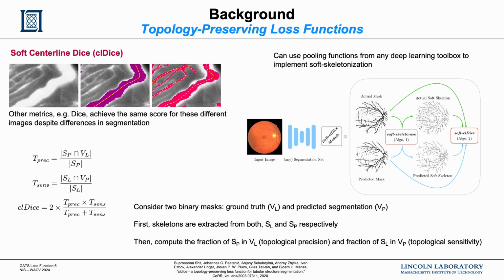Seal dice works well for ensuring topological preservation because it incorporates a notion of topological sensitivity and precision. But the main thing to note is that it uses soft skeletonization for producing morphologically thin structures through an iterative process of min-max pooling, and a major drawback of that is that it requires guesswork and manual tuning of hyperparameters. But applying morphological operations to attain a sense of topological precision and sensitivity is very useful.